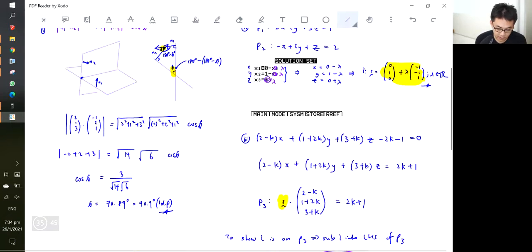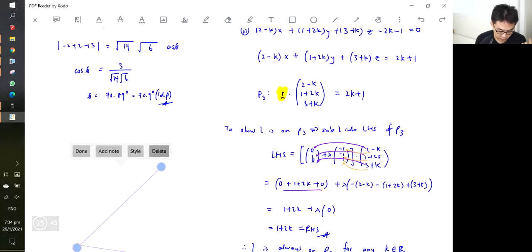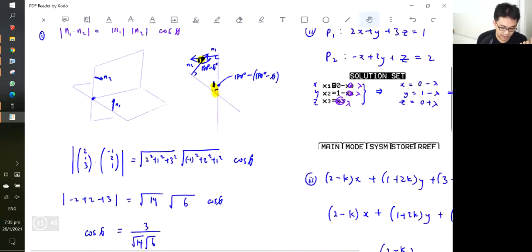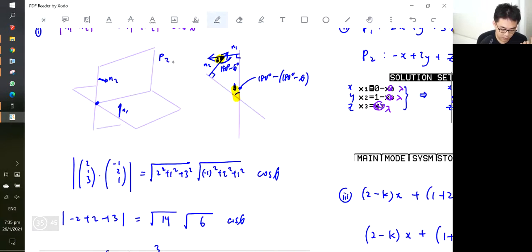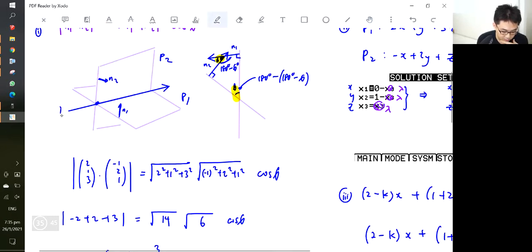So plane 1 and plane 2 has got, plane 1 is here. I drew already. Okay, so plane 1 is here. Plane 2 was there. So in this case, I got line L. So this is plane 2, plane 1. Regardless, I got the line equation here.